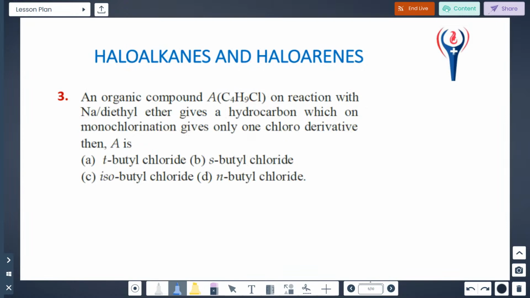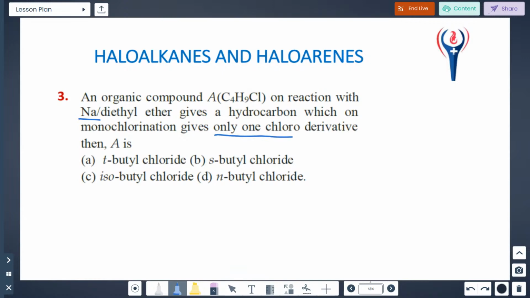Third one, an organic compound A, C4H9Cl, on reaction with sodium. Whenever you see sodium, you must know what kind of name reaction it is. It's called Wurtz reaction. It gives a hydrocarbon which on monochlorination gives only one chloro derivative. Then A is what they are asking.